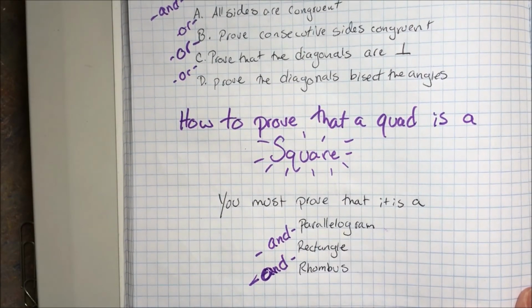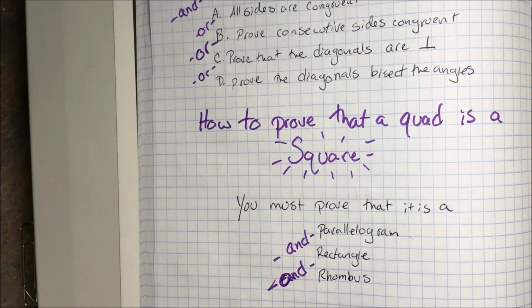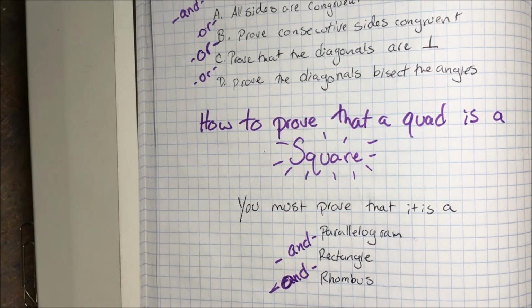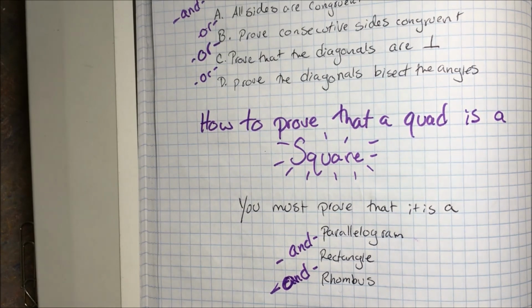Not bad for a ton of notes. So come ready tomorrow to prove that quadrilaterals are a special type of parallelogram, or a special type of rectangle, or rhombus, or isosceles trapezoid. That's what we will be working on tomorrow in class.